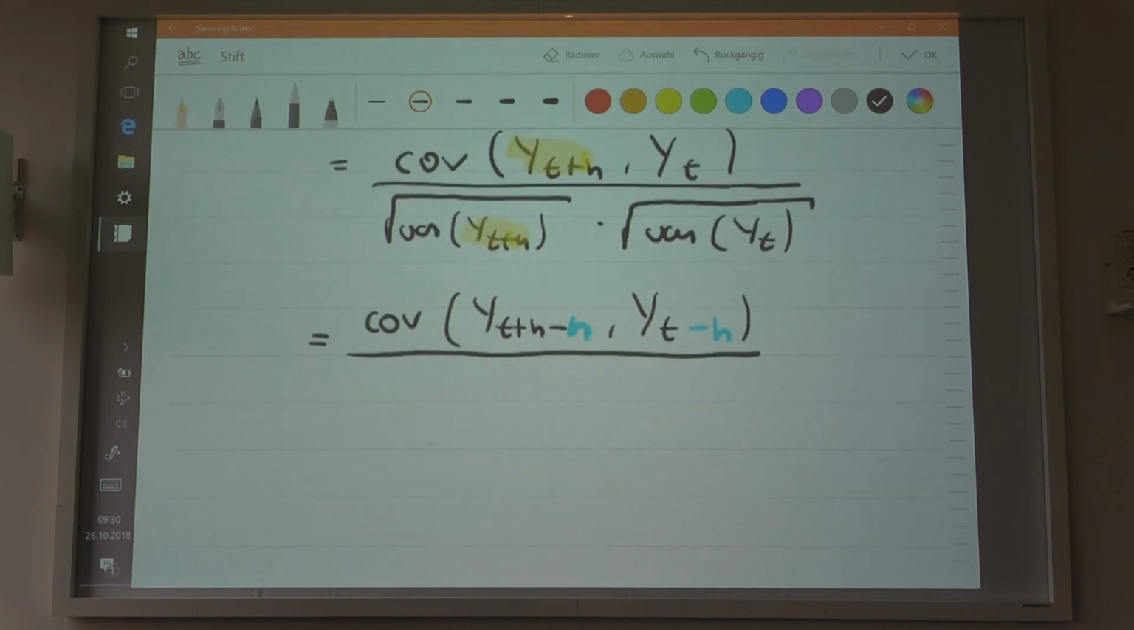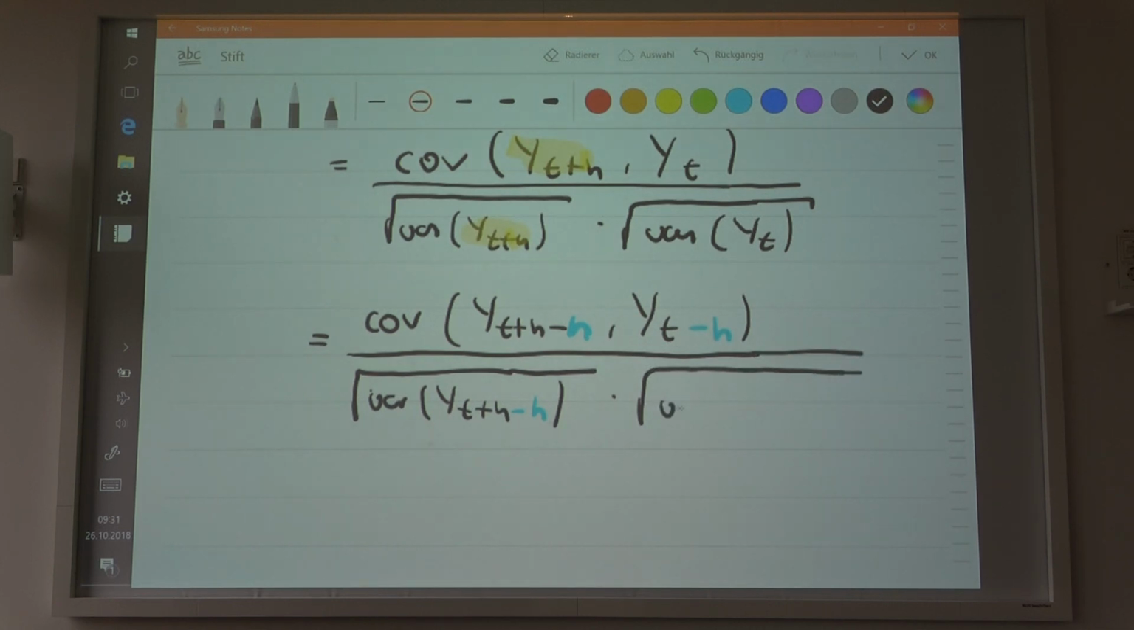And I'm going to do this here for the standard deviations too. So here you have the standard deviation of the first one, y_{t+h}, for the process, and times the standard deviation of the other. So here you have the variance of y_t, and here you have minus h here. Again, why is that? Because the variance does not depend on time either, because the process is stationary.